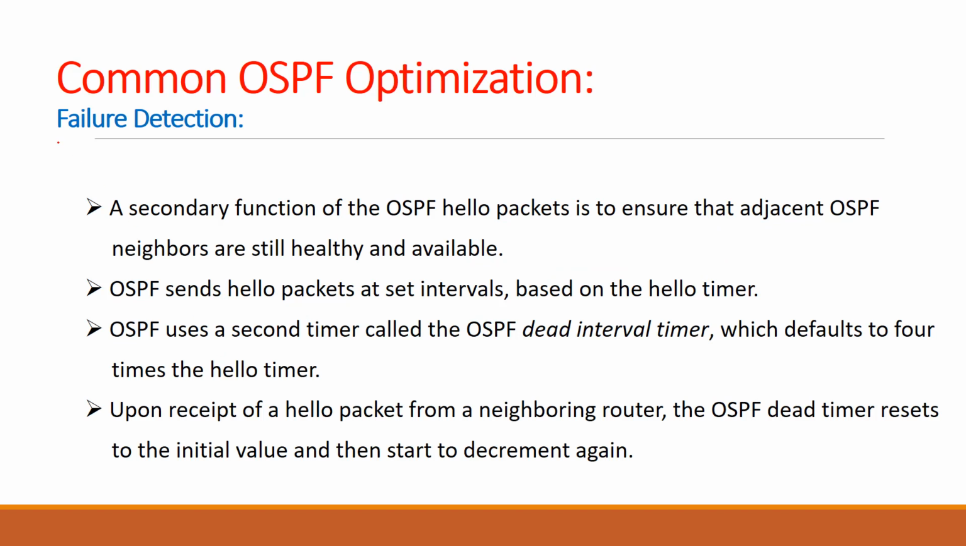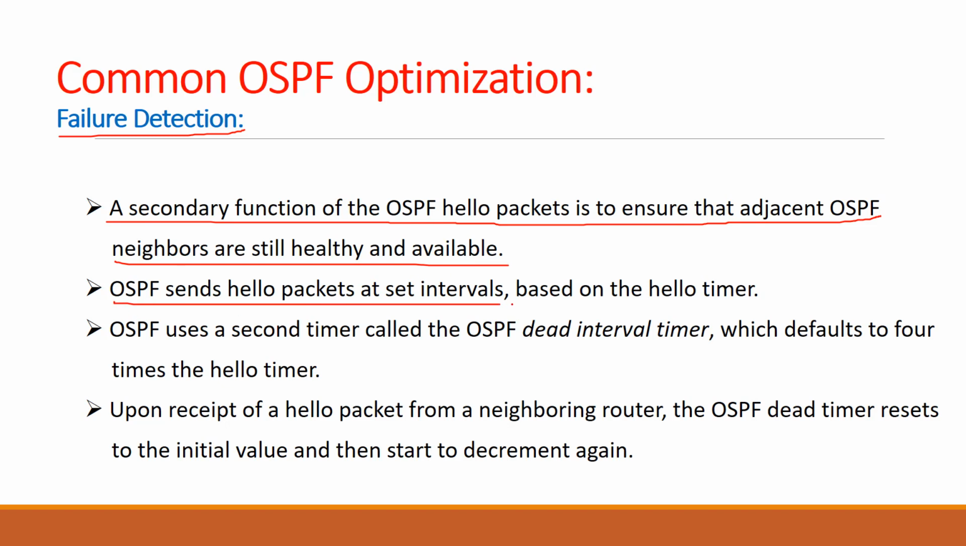Let's discuss another option for OSPF optimization, which is failure detection. A secondary function of the OSPF hello packets is to ensure that adjacent OSPF neighbors are still healthy and available. This is one of the functions of the OSPF hello. OSPF sends hello packets at set intervals based on the hello timer. OSPF uses a second timer called the OSPF dead interval timer.